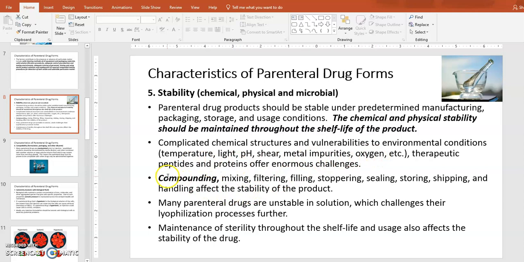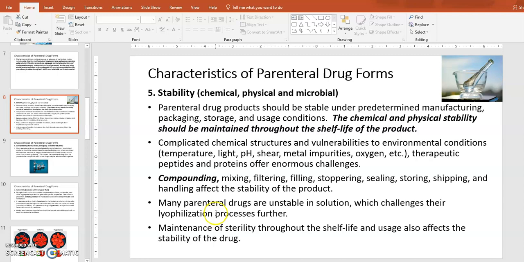So that's why your drug is compounded with excipients, mixing. But the compounding process could be a stressful process to your drug. Mixing, filtering, filling, stoppering, sealing, storing, shipping, and handling, they all affect the stability of your drug. Many parenteral drugs are unstable in solution, so that's a challenging process. That's why sometimes you have to freeze dry your drug, lyophilize your drug.